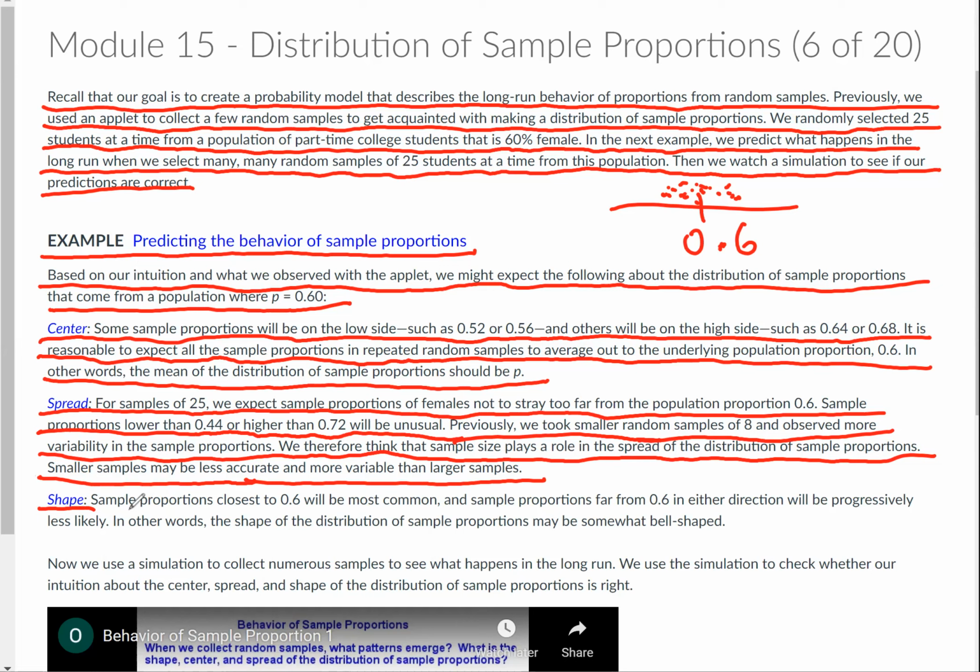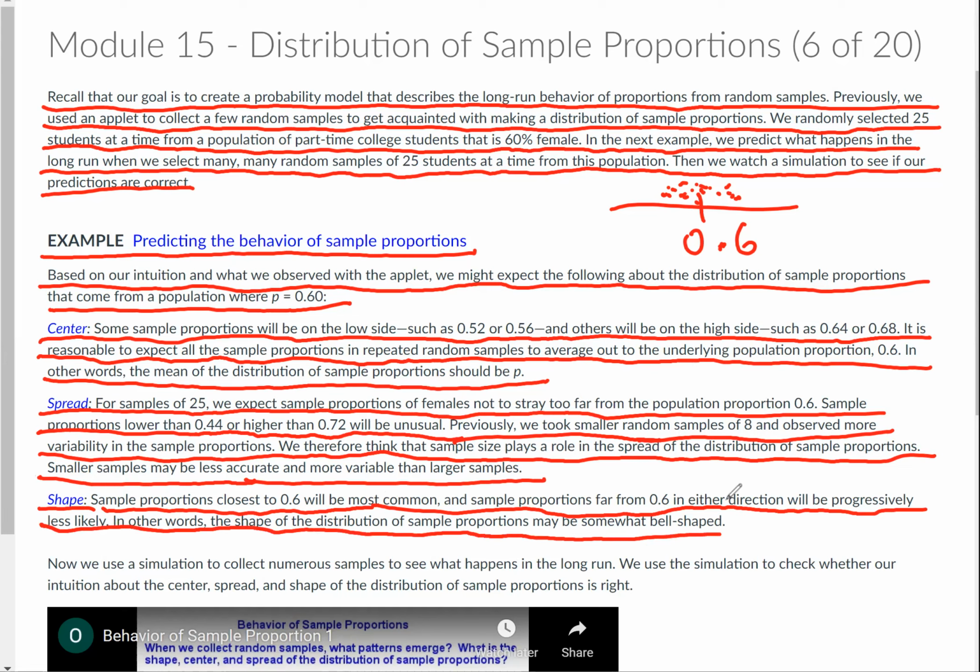The shape. Sample proportions closest to 0.6 will be most common, and sample proportions far away from 0.6 in either direction, smaller or larger, will be progressively less likely. In other words, the shape of the distribution of sample proportions may be somewhat bell-shaped, kind of like we were drawing up here. The sample proportions might be small, they might be big, they might be smaller than 0.60, larger, but the majority of them will be really close, and it'll end up looking kind of like a bell-shaped curve, like they mentioned.